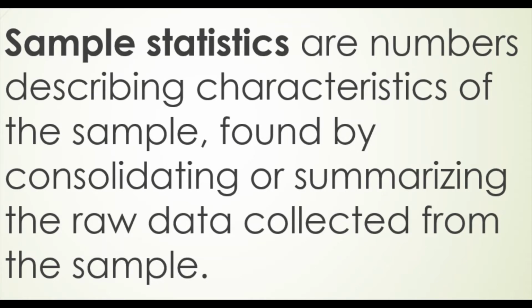And we're going to determine that using sample statistics. Sample statistics are numbers describing characteristics of the sample found by consolidating or summarizing the raw data collected from the sample. So the sample statistics in our example would be, what did the 1,000 people that we surveyed actually say? So we take that information that we gathered from the 1,000 people, and we're going to use that to project how everyone in the country will vote, in our entire population. So it's going to be very important, and we're going to talk about this in future lessons, to choose this sample wisely, because we want to make sure that we're choosing a sample that represents the entire population.